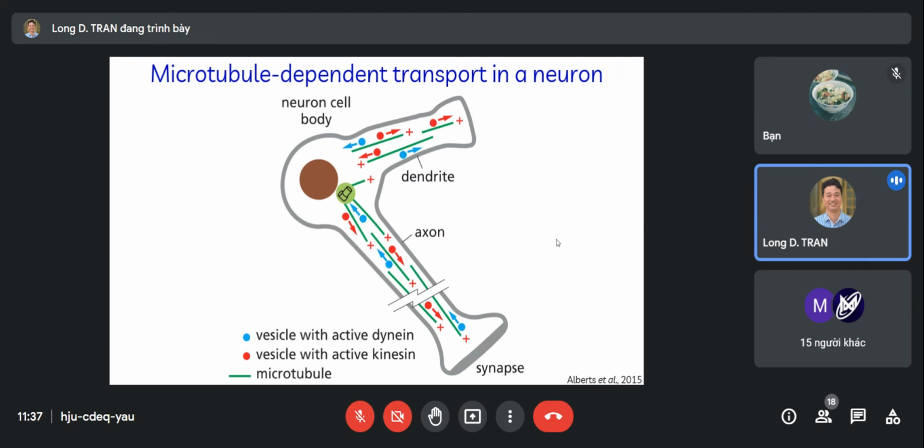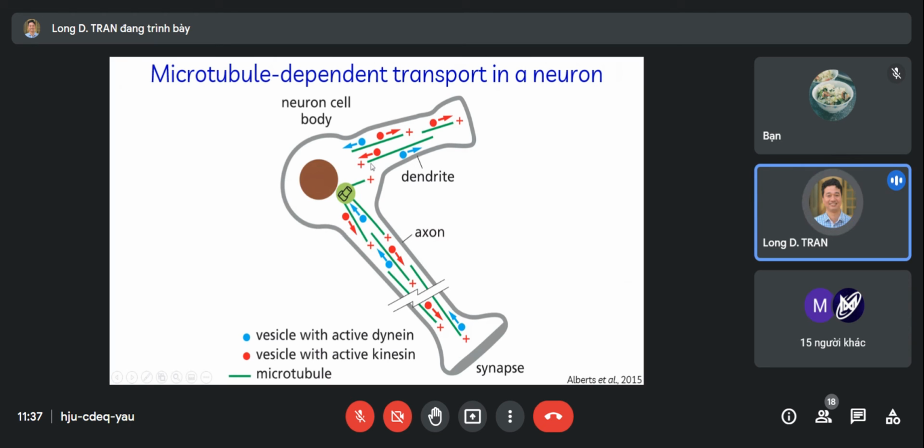For other cells, like neurons or neuronal cells, we have a lot of microtubule that form the track for transport of RNA and proteins toward the synapses. We have an axon and we have a dendrite here. So all the RNA are synthesized inside the nucleus and transported by microtubule to certain locations of the cell and then translated into protein involved in the function of the neuronal cells.